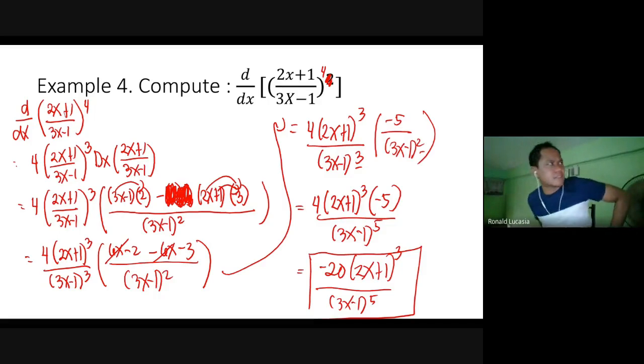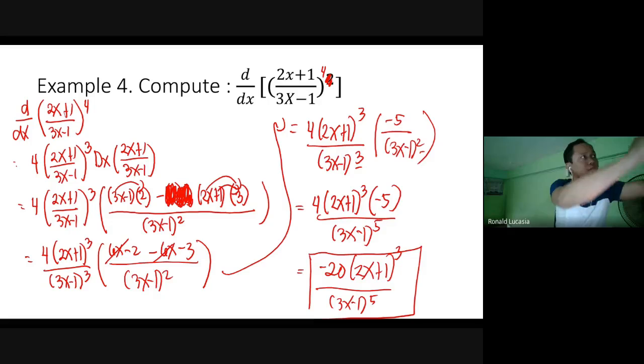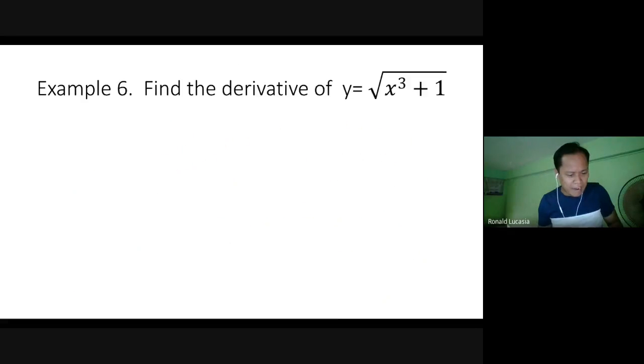Ang bilis ng oras. 6:21 na. Sige, alam ko nakuha naman yung concept, ano? Kasi ang dami pa eh. Nangalahati pa lang ako.